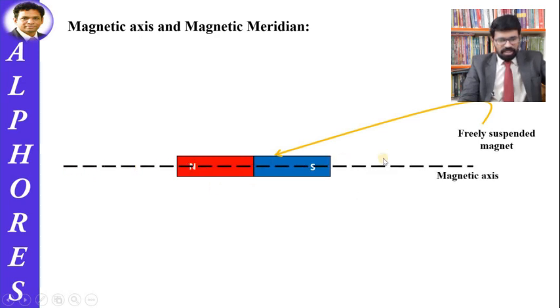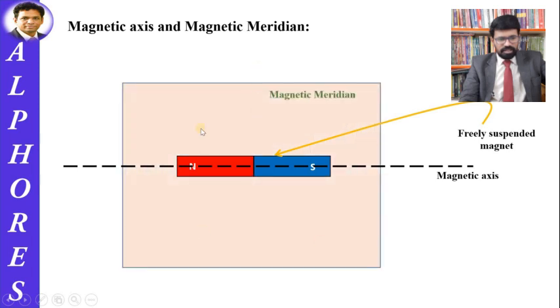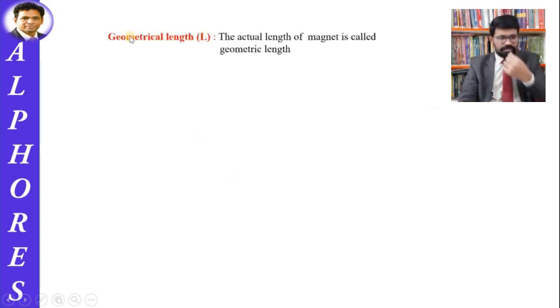Now, the line passing through the north and south poles is called the magnetic axis. Magnetic meridian, in the sense, is a vertical plane passing through the magnet like this. That is called the magnetic meridian, a vertical plane. Okay, vertical plane. Now, let us try to understand a few other details, parameters connected with the bar magnet.